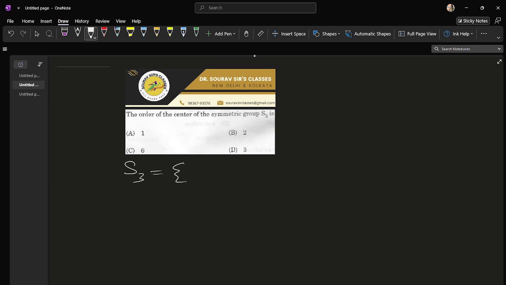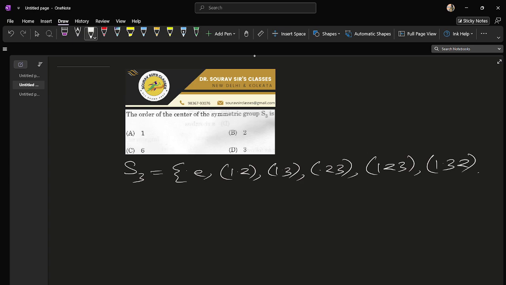So our S3 is equal to identity, (1 2), (1 3), (2 3), (1 2 3), (1 3 2). So our order of S3 is equal to 6. We can see that as 3 factorial is equal to 6. So the order of S3 is equal to 6. So now we have to find the center of the symmetric group S3.